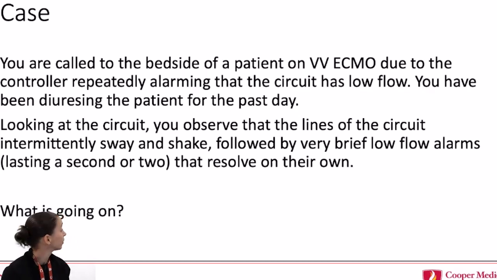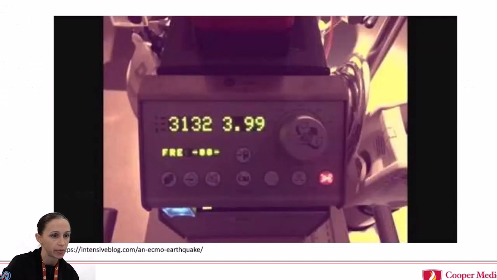All right, so another scenario. You're called to the bedside of a patient on VV ECMO due to the controller repeatedly alarming that the circuit has low flow. You've been diuresing the patient for the past day. Looking at the circuit, you observe that the lines of the circuit intermittently sway and shake, followed by very brief low flow alarms lasting a second or so that then resolve on their own. So what's going on? I'm going to show you a couple of videos.